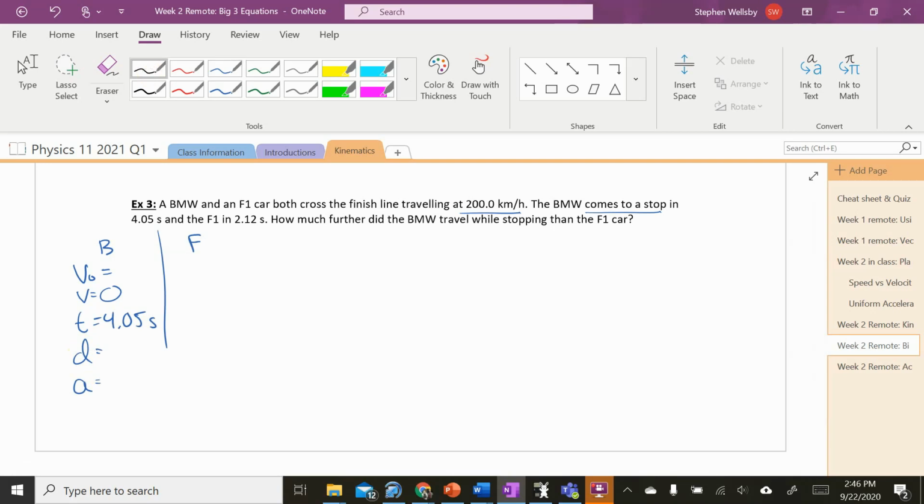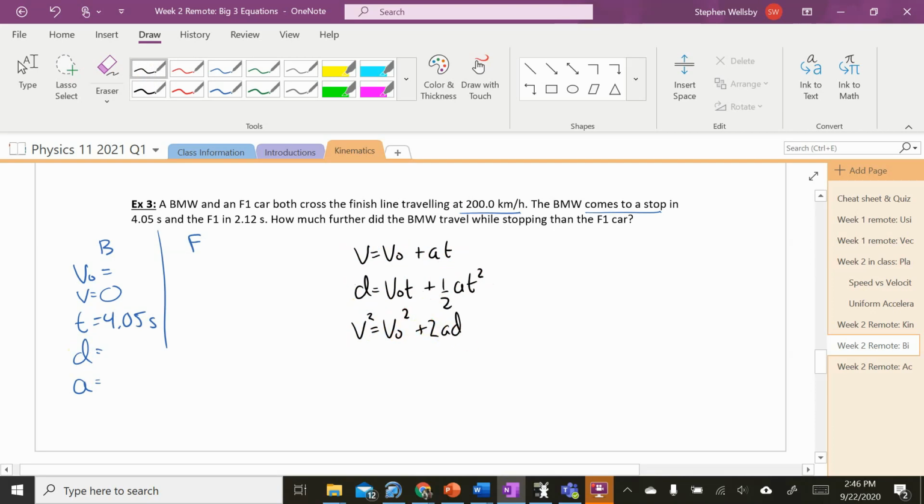So if we look at our three formulas, again, I'll write them out one more time. V equals V naught plus AT. D equals V naught T plus 1/2 AT squared, and V squared equals V naught squared plus 2AD. Let's take a look and see if we can solve the distance in one formula. So can we use the first formula to solve distance? Well, no, we certainly can't. There's not even a distance in the formula. Could we use the second formula to solve D?